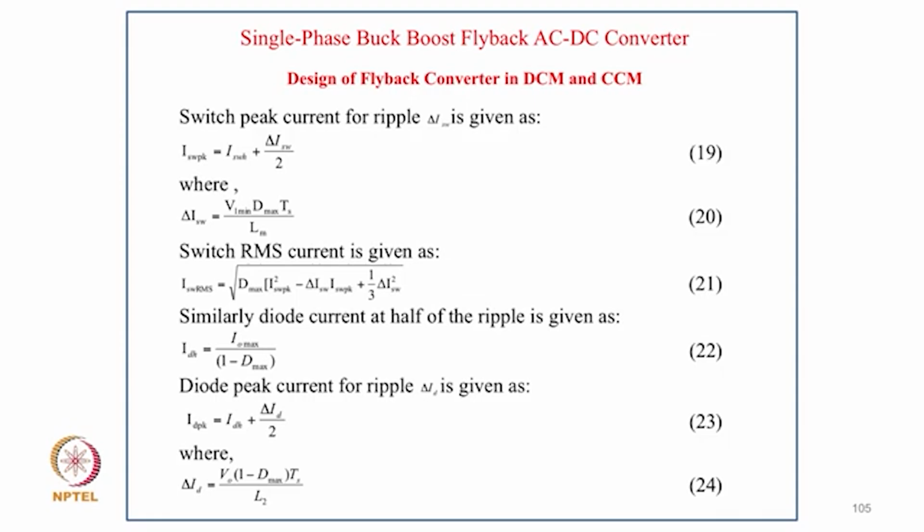Similarly, diode current at half the ripple is given as IDH equal to IO max divided by 1 minus D max, and from the figure, diode peak current for ripple delta ID is given by ID peak equal to IDH plus delta ID by 2, where delta ID equal to VO times 1 minus D max TS divided by L2.